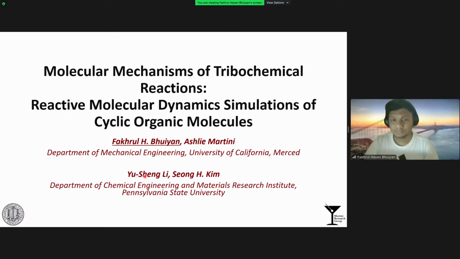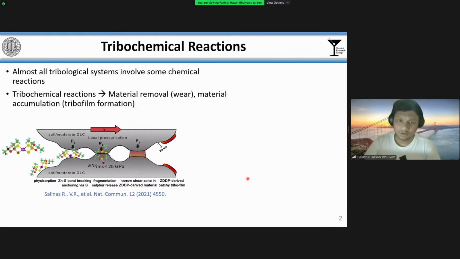But how do mechanical stresses drive such reactions, and what are the molecular mechanisms? Today, I'll try to answer these questions, but first, let's start with tribochemical reactions. As you may know, almost all tribological systems involve some chemical reactions that are commonly known as tribochemical reactions. These reactions can be association or dissociation of interfacial molecules, or reactions between these molecules and the surfaces.